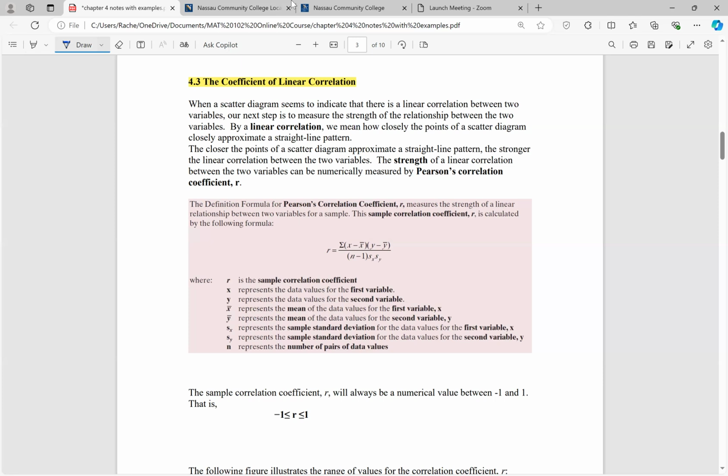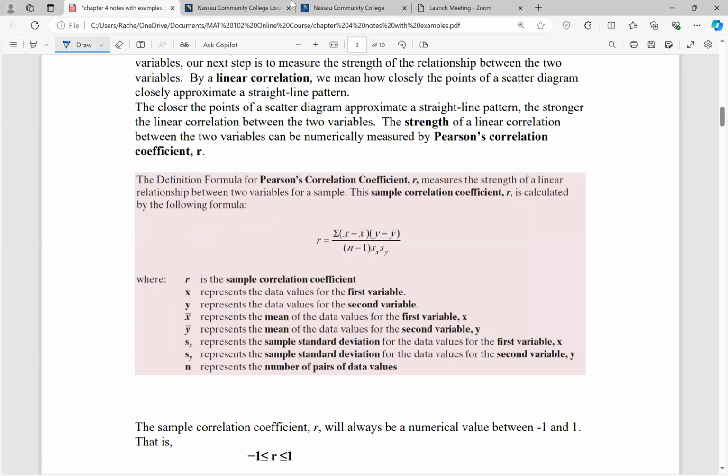So when a scatter diagram seems to indicate that there is a linear correlation between two variables, our next step is to measure the strength of the relationship between the two variables. And we do this by calculating what's called Pearson's correlation coefficient, and we use the letter R as the symbol to represent the correlation coefficient. So here's the formula for calculating the correlation coefficient.